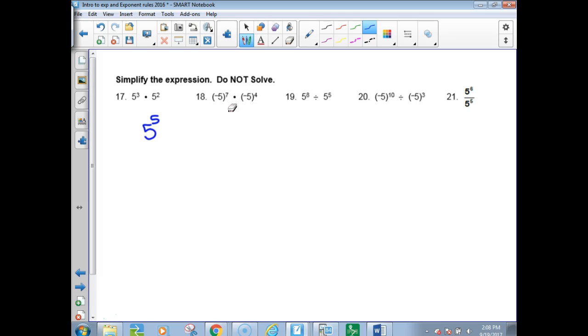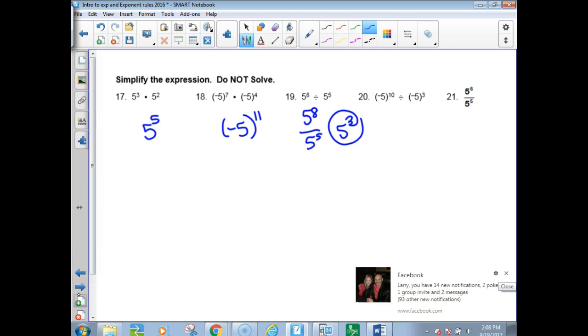So same thing for the next one. We have negative 5. We're going to add the exponents to be a negative 5 to the 11th. 19. 5 to the 8th divided by 5 to the 5th. You'd be like having 5 to the 8th over 5 to the 5th. You would subtract to get 5 to the 3rd. I think that's enough of that. All right, I'll leave a few to you, and I'm going to skip.